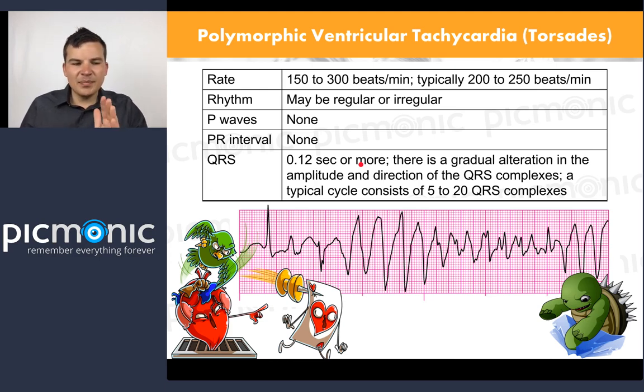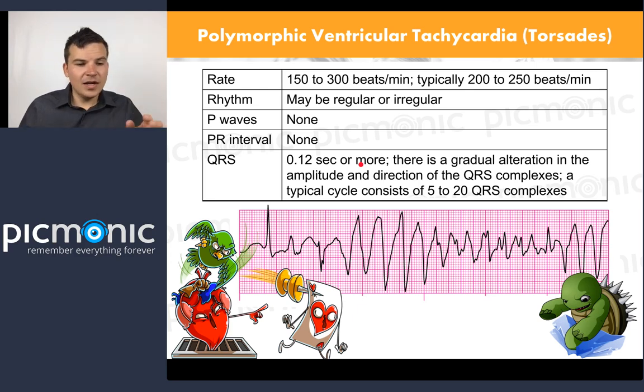But let's not skip the process. What's the rate? Super fast, right? What's the rhythm? Well, it's irregular, and it's irregularly irregular. Now, what was the other irregularly irregular rhythm that we had? Atrial fibrillation, right? Well, this one also is irregularly irregular. Polymorphic VTach. Now, look for those P waves. No P waves. Is it junctional? No, just VTach. I mean, it technically is a type of junctional, but it's VTach, ventricular tachycardia.